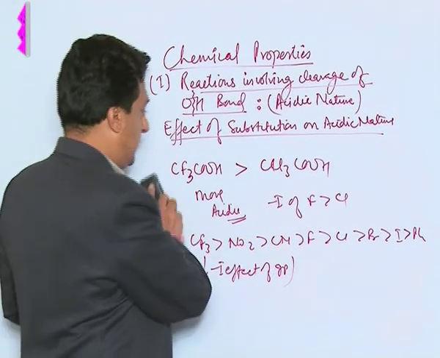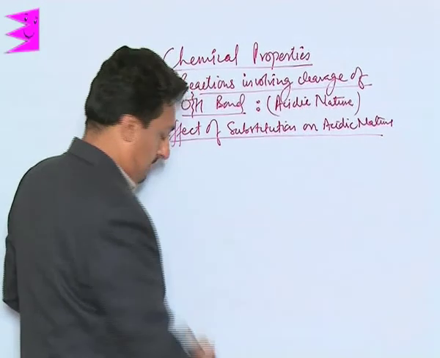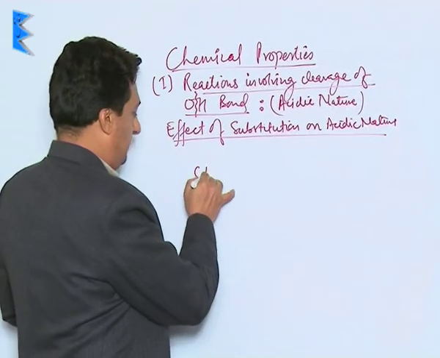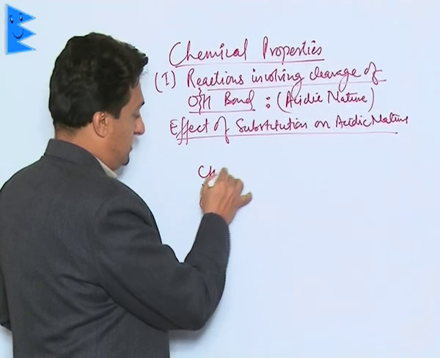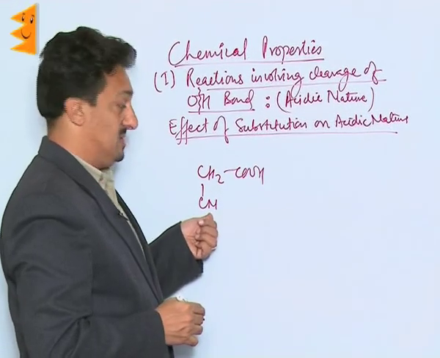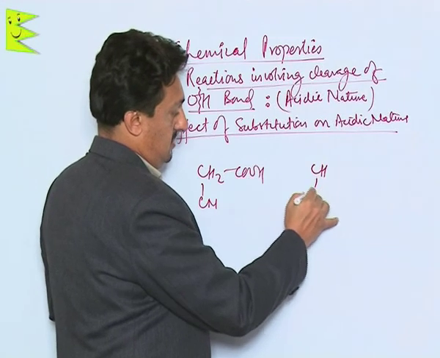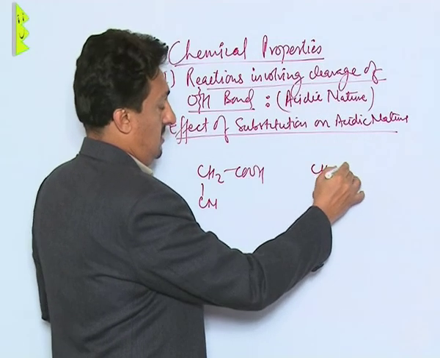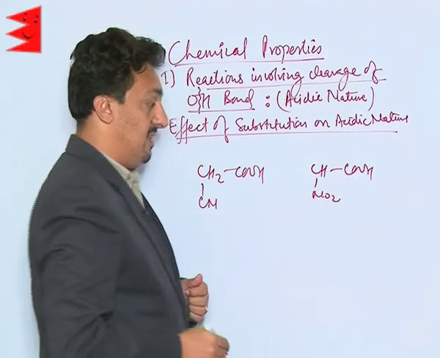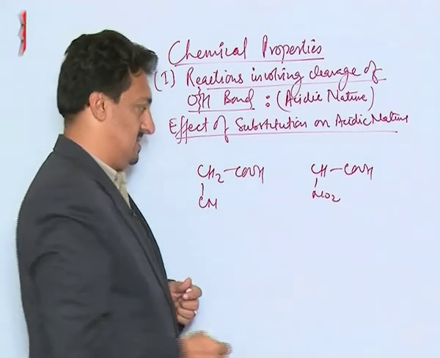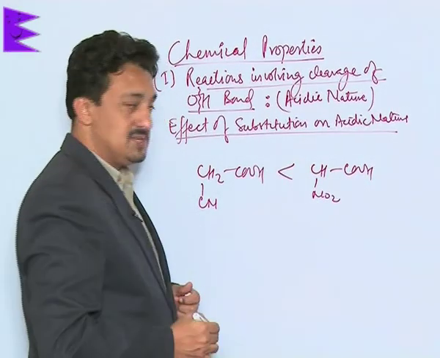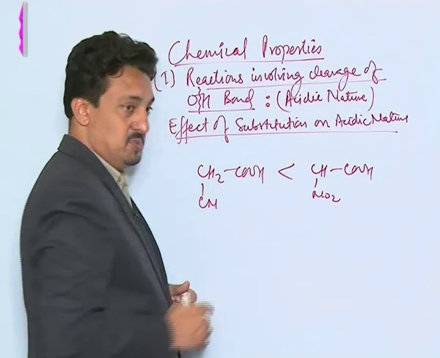Let me tell you in this case, if I have to compare the acidic nature of alpha cyanoacetic acid with alpha nitro cyanoacetic acid, what we find is this will be more acidic because the minus I of this is more than this one.